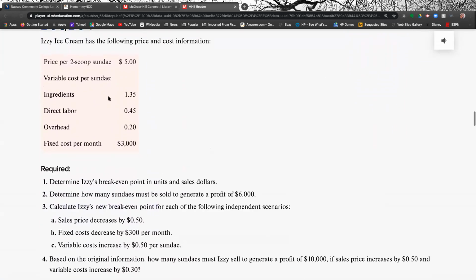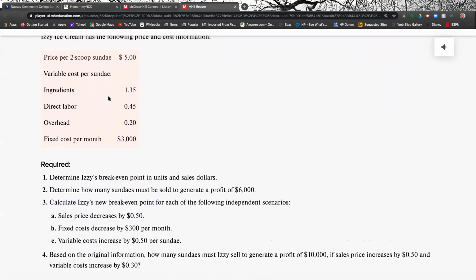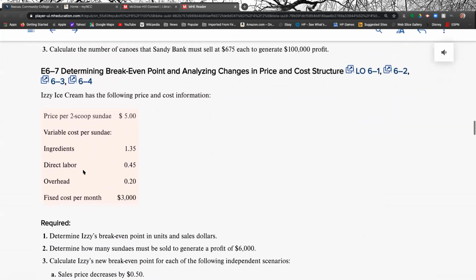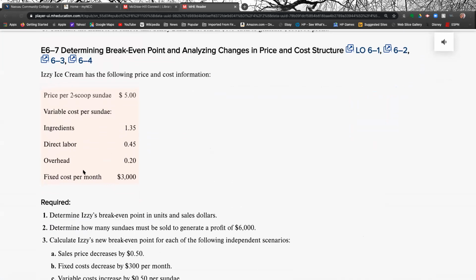Okay. Right, this is a 4-part problem. And part 3 has multiple parts to it. So we have to determine break-even point, analyzing changes in price and cost structure. Izzy Ice Cream has the following price and cost information. The price of a sundae, this is a company that's selling ice cream sundaes. The selling price is $5 per sundae.